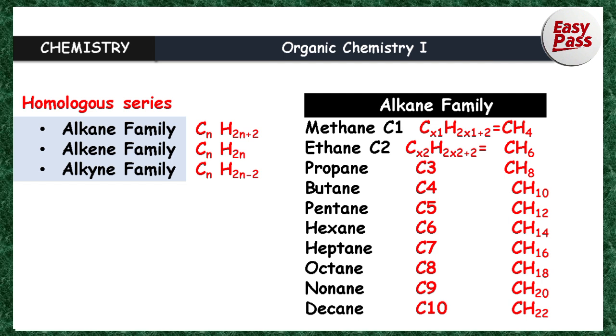Sorry. We have C7H16, C8H18, C9H20, C10H22. This one is for what? Alkane family. For the alkane family, the hydrogen will increase by 2. For the alkene family, the hydrogen will also reduce by 2.